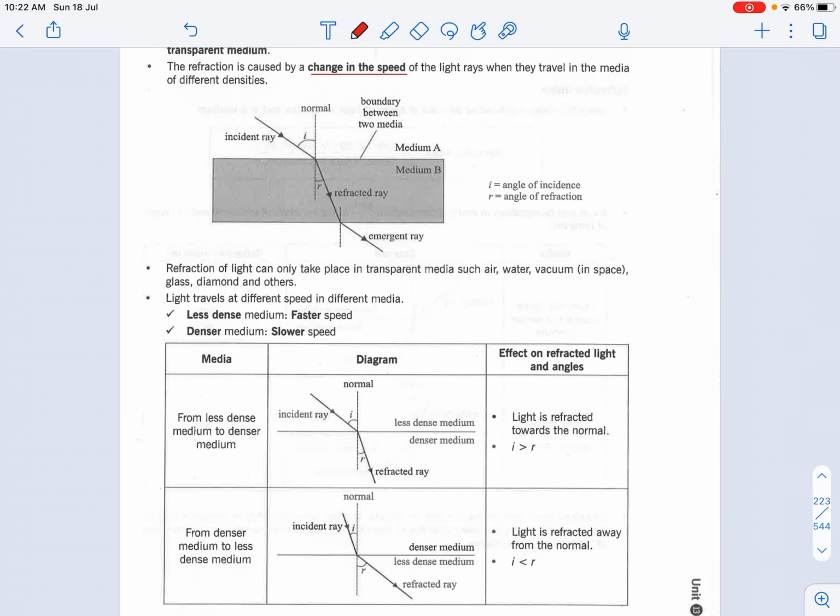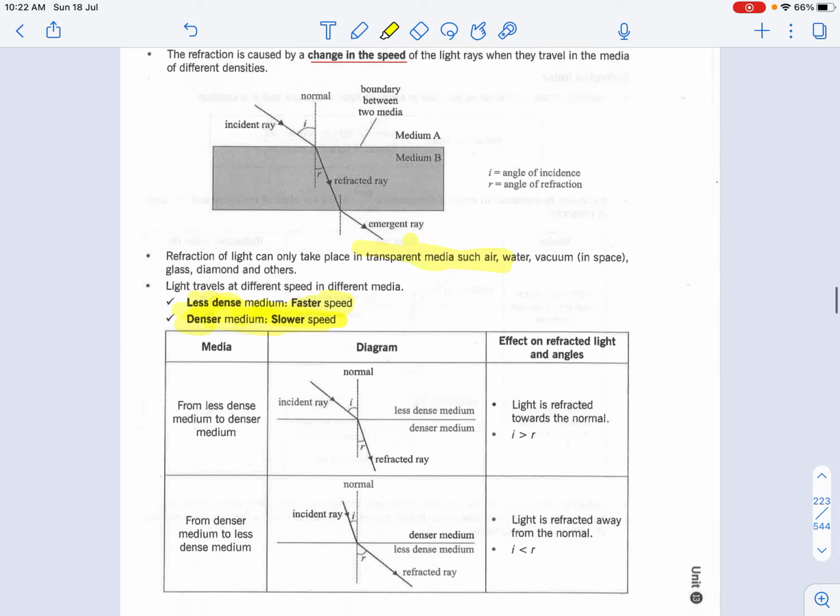So one thing to take note is that refraction of light can only take place if the medium is transparent, like your air, water, and vacuum, which is in space, glass, diamond, and etc. Now, the optically less dense the medium, the faster the speed of the light ray. Whereas the more optically denser medium, you will actually slow down the speed of the light.